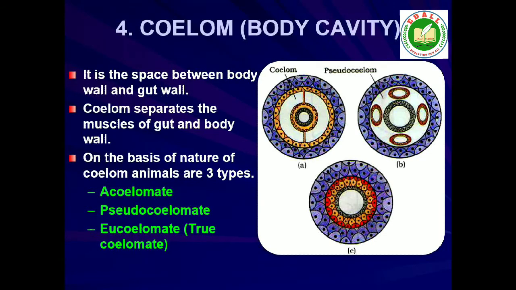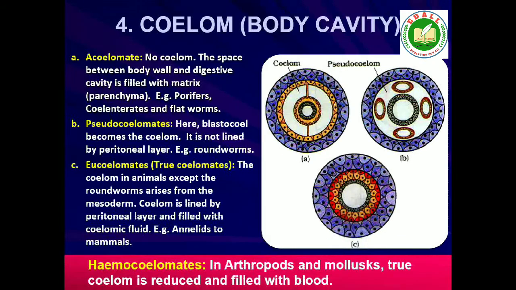Fourth is coelom. Presence or absence of a cavity between the body wall and the gut wall is very important in classification. The body cavity, which is lined by mesoderm, is called coelom. Animals possessing coelom are called coelomates, for example, annelids, molluscs, arthropods, echinoderms, hemichordates and chordates.